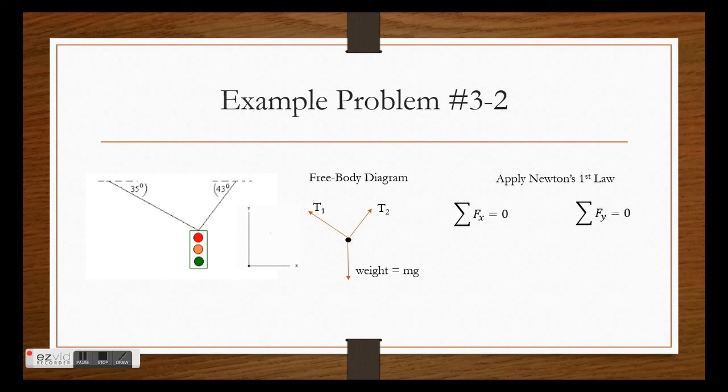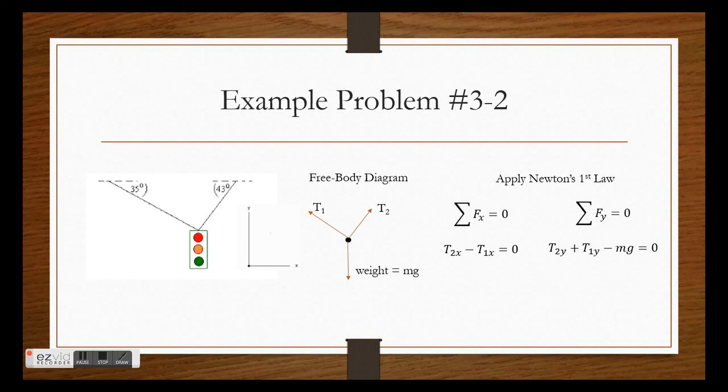So what this means is that the forces acting in the x direction, we have a component of T2 in the x direction, which I can call T2x, and a component of T1 in the x direction, which I'm going to call T1x, and those two add up to be 0. I have components of both T1 and T2 in the y direction, which I'm going to call T2y and T1y, and then I have weight, which acts downward in the y direction, so those all add up to be 0.